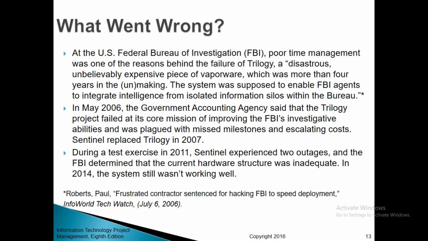Sentinel replaced Trilogy in 2007. During a test exercise in 2011, Sentinel experienced two outages, and the FBI determined that the current hardware structure was inadequate. In 2014, the system still wasn't working well.